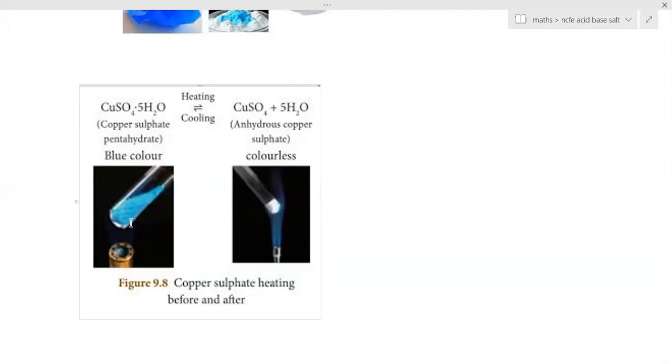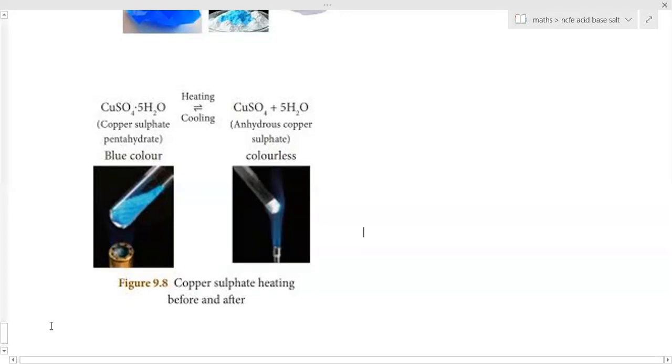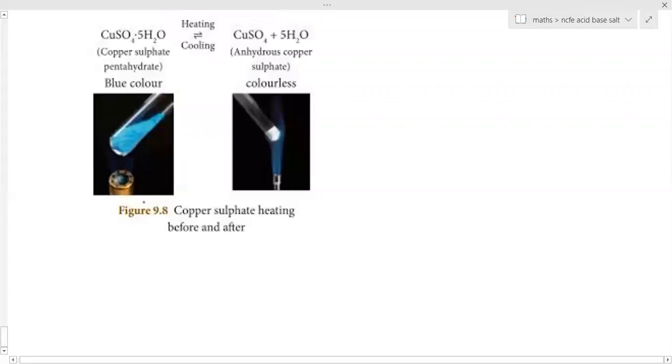These water molecules which are responsible for the crystal form are called water of crystallization. The proper definition of water of crystallization, you have to write this one, because a 3 mark question is asked on this heating of copper sulfate part.